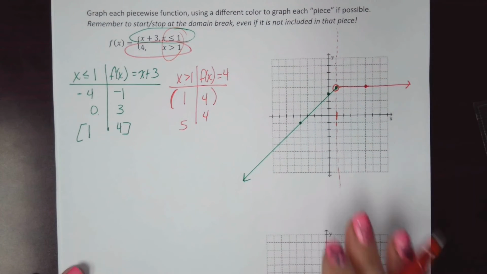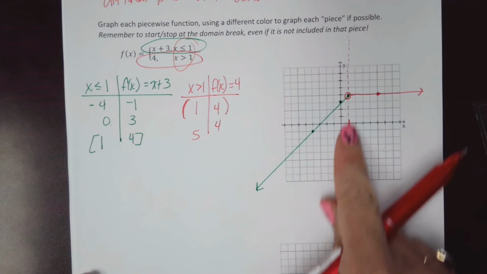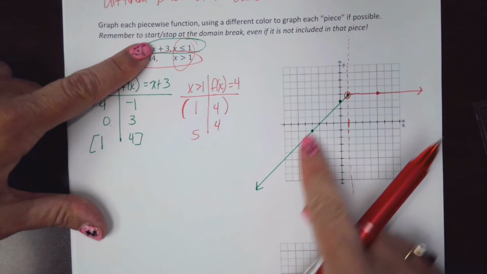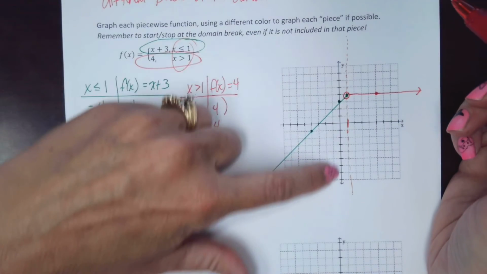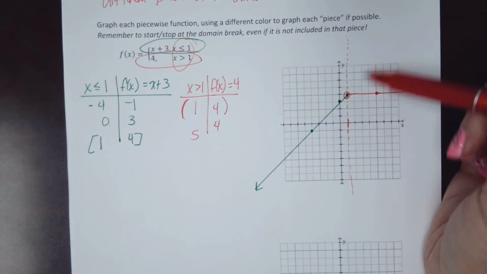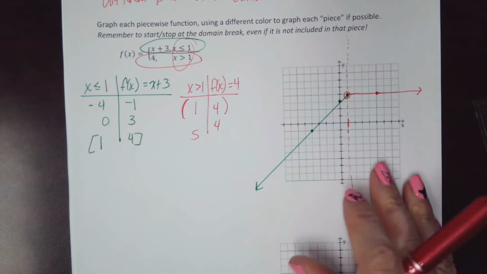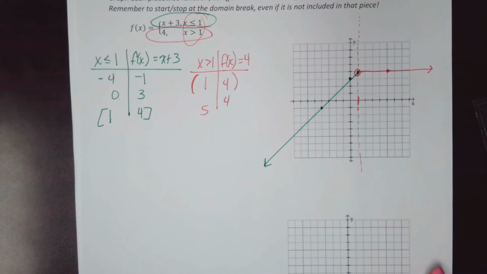So these two pieces, my domain splits at +1, one rule for one side, one rule for the other side. This line is not part of the graph. It was just to illustrate to you that that's where my domain breaks and the pieces of my function shift. All right?